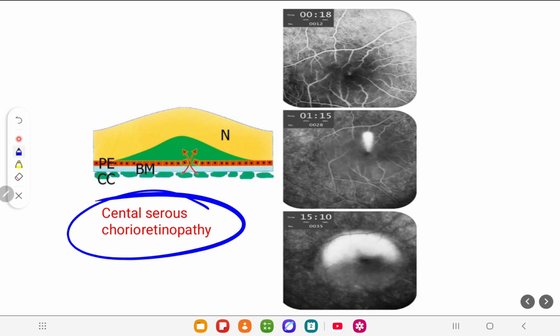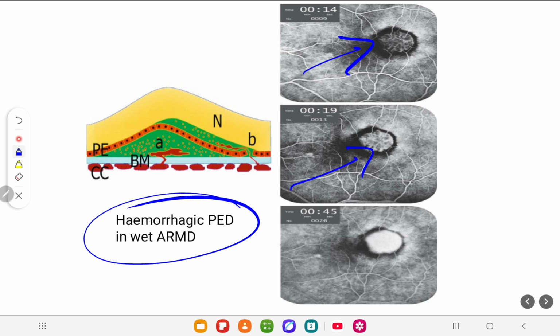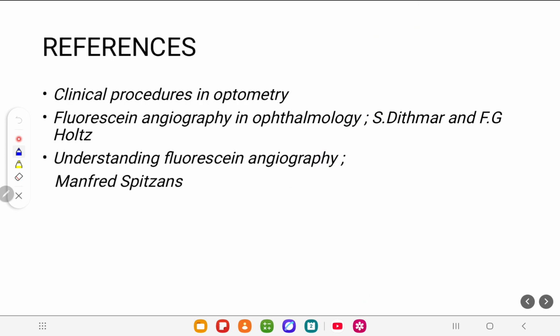So it's very important, isn't it? A small dot becomes larger, and larger means definitely the smokestack pattern. Another is hemorrhagic PED, wet AMD. In this particular case, can you see this fluorescent pattern becoming strong? Dull, strong, and even stronger, a clear pattern.